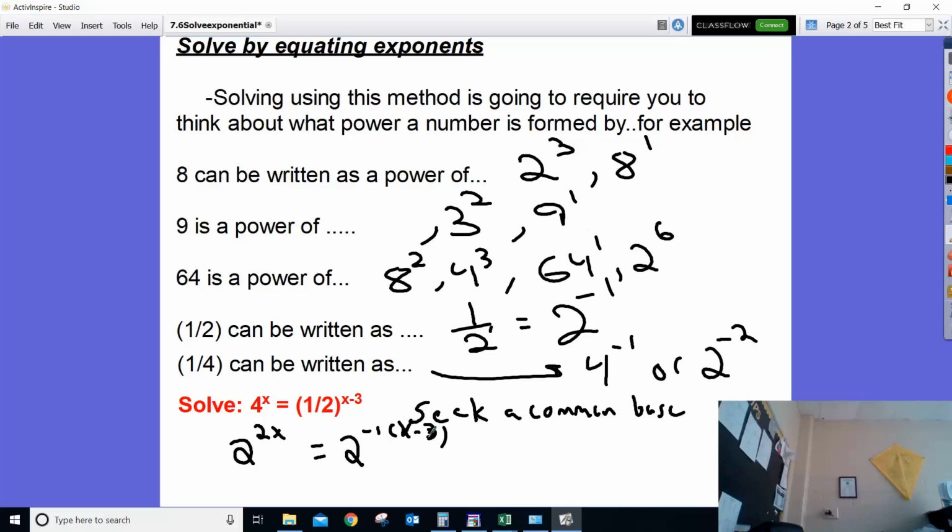So we would have 2x equals a -1 times an x minus a 3. And it's distributive property. X is on one side, numbers on the other. It's not too bad. What's that -1 times x minus 3? Negative x plus 3.